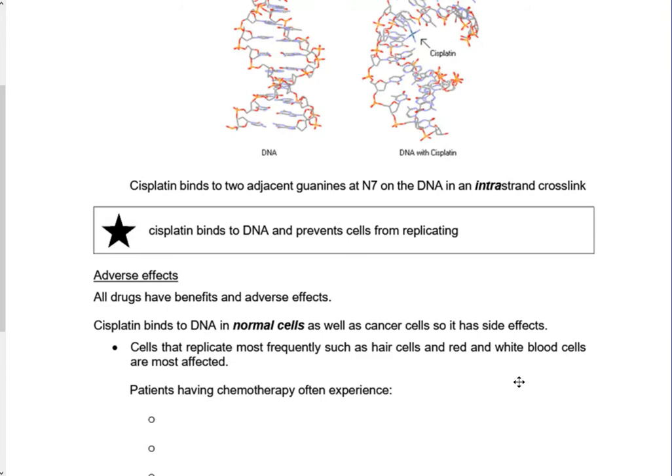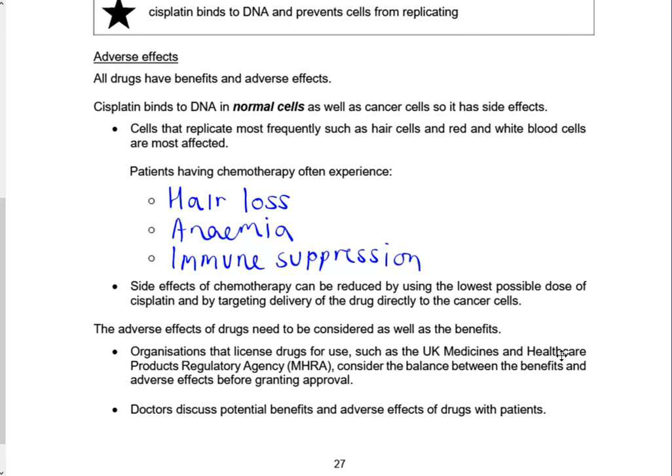That's why people who are having cancer therapy often lose their hair, and also the red and white blood cells, and that's why people having chemotherapy are often anaemic and need treatment to help support their blood. The damage to white blood cells causes immune suppression, which makes chemotherapy patients susceptible to infections.